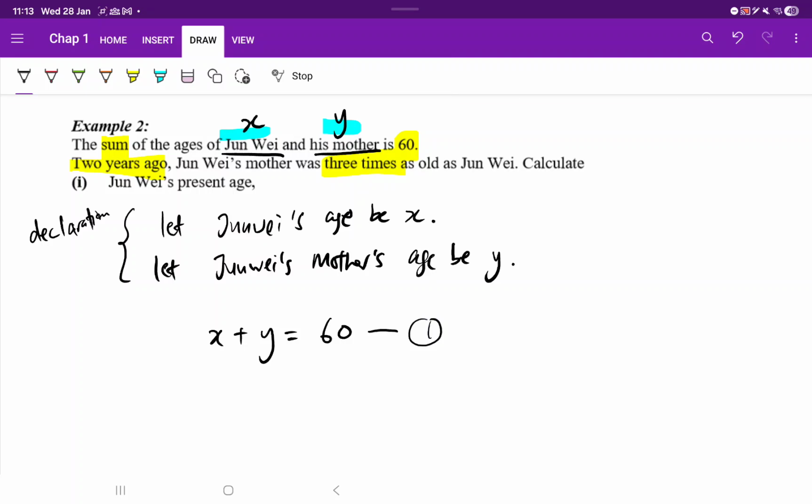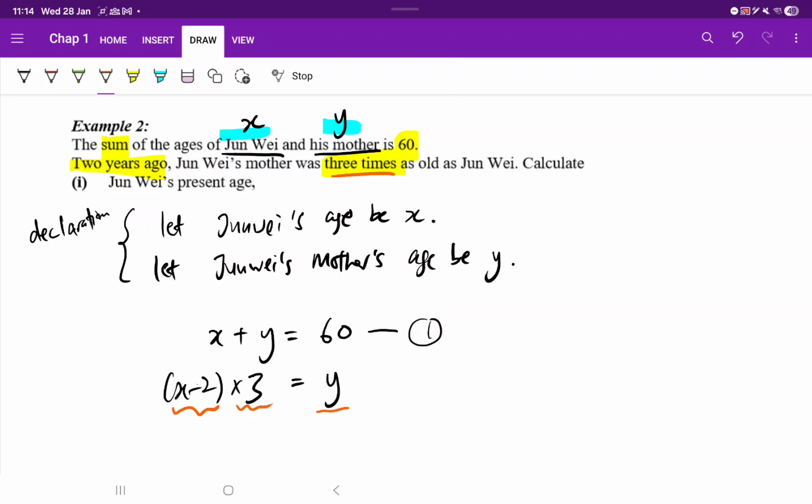It's 2 years ago. So 2 years ago, how old is Junwei? X minus 2. Very good. So X minus 2. And then if I... Oh wait, that's Junwei, right? So if I now multiply by 3, I should get the mother's age, Y. Does that make sense? Is that correct? Okay, I'll pause. Let me repeat, okay? What I'm doing here is this. 2 years ago, Junwei is X minus 2. I multiply by 3 because the mother was 3 times older, right? In order to get the mother's age. Correct or wrong? Why?